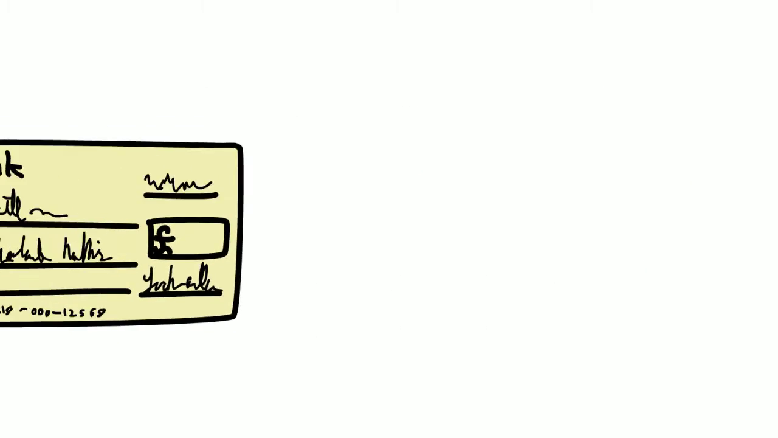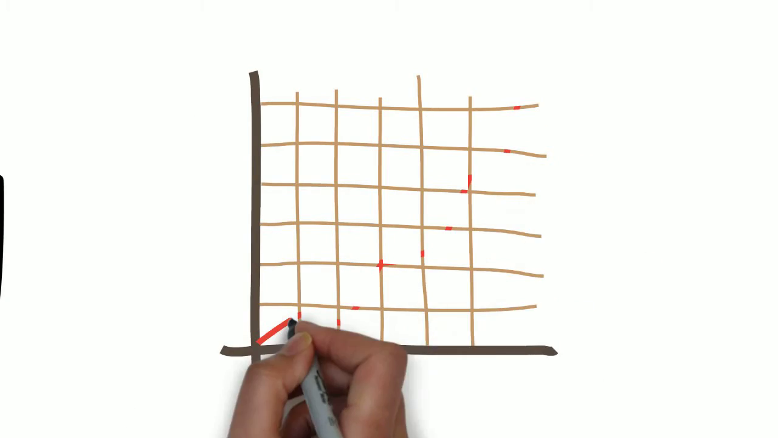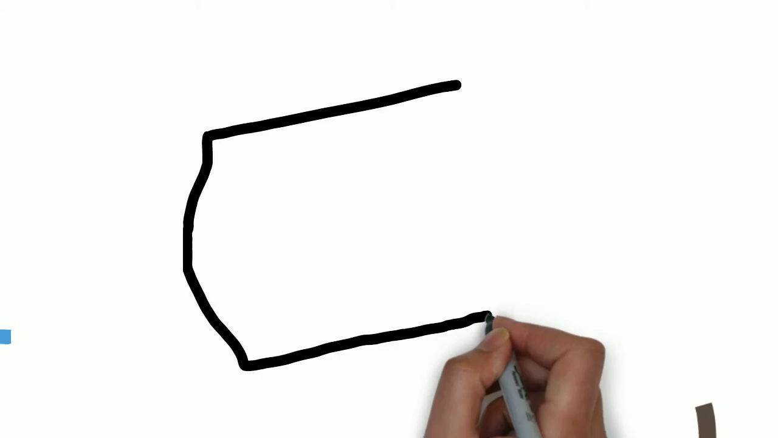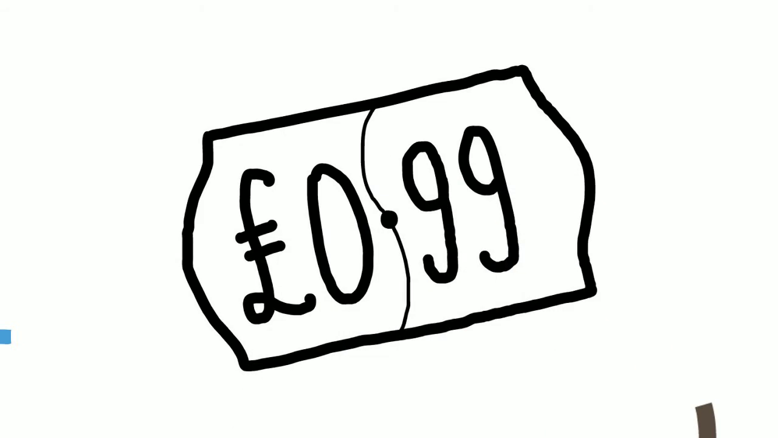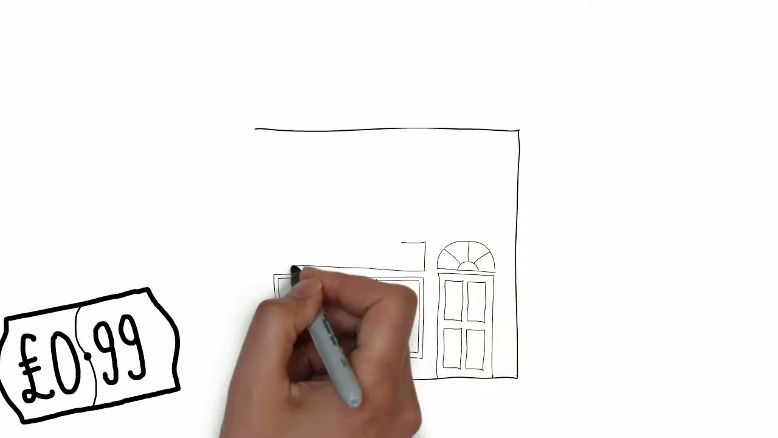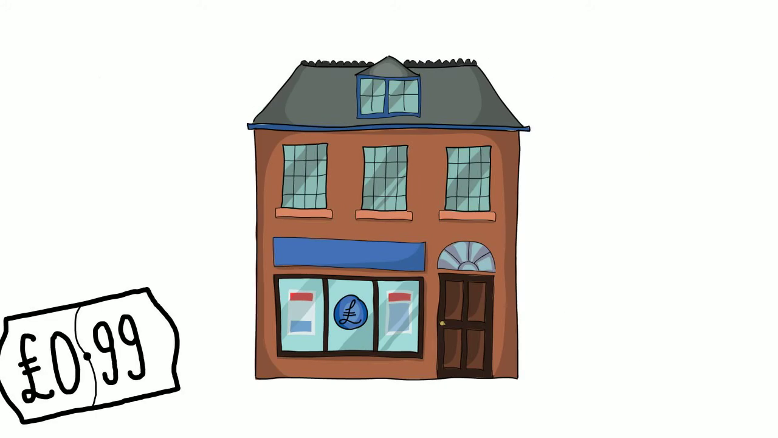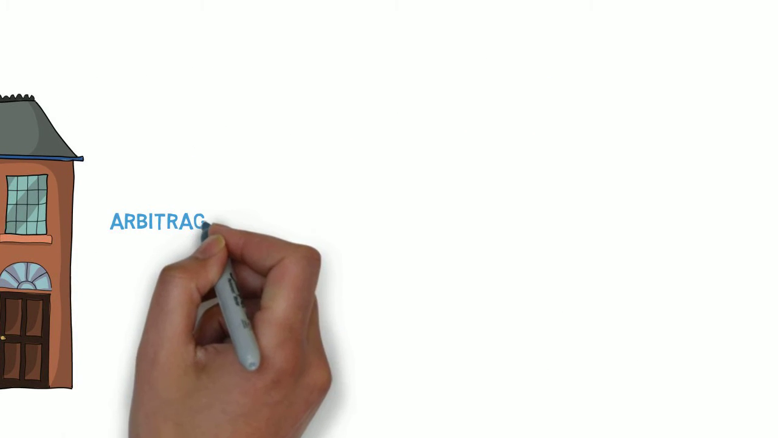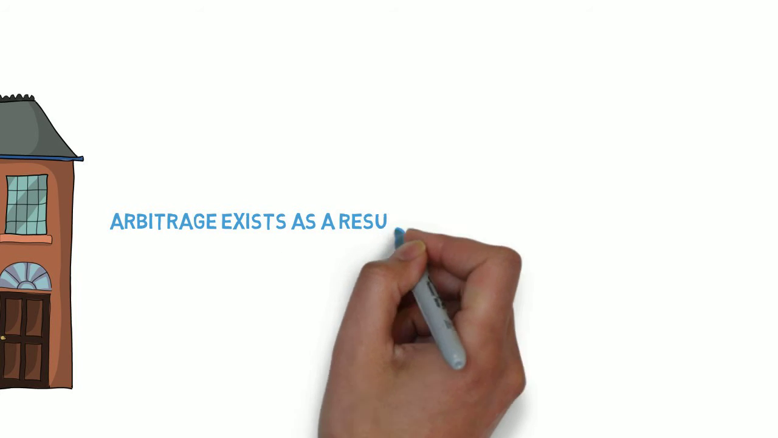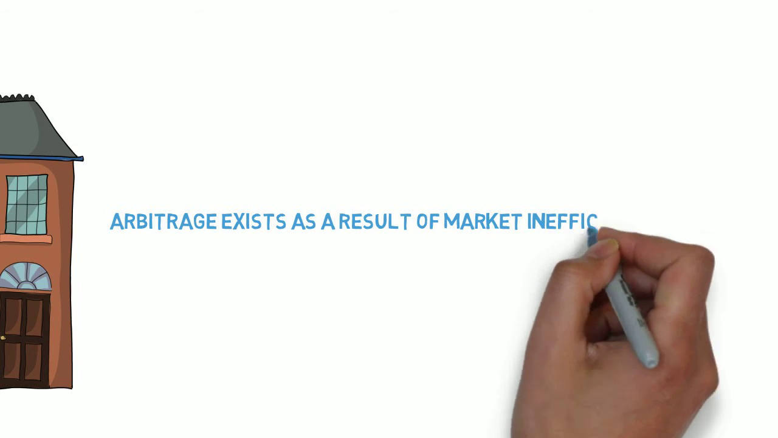Arbitrage is the simultaneous purchase and sale of an asset in order to profit from a difference in the price. It is a trade that profits by exploiting price differences of identical or similar financial instruments on different markets or in different forms. Arbitrage exists as a result of market inefficiencies. It provides a mechanism to ensure prices do not deviate substantially from fair value for long periods of time.